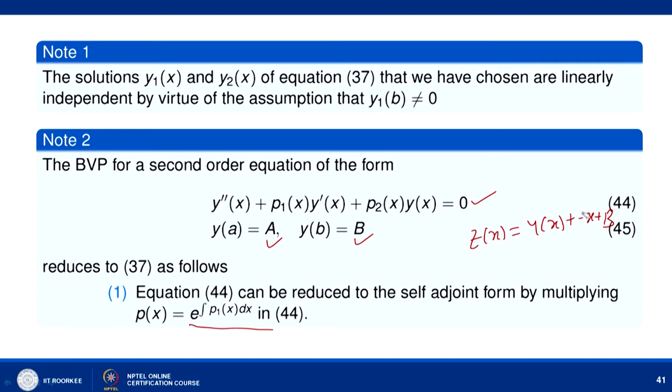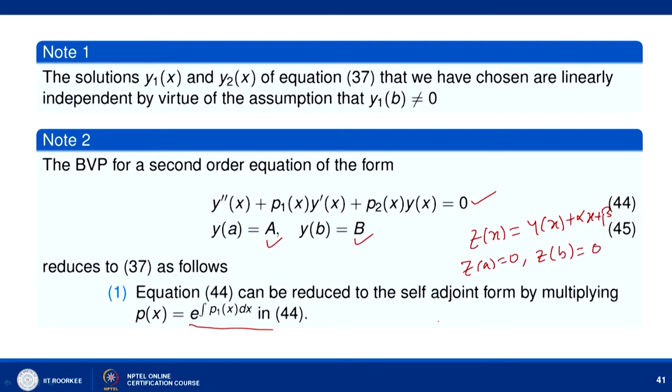So, let us assume this has, say, alpha and beta. Alpha beta I have not taken. So, here let us say alpha x plus beta. We need to find out alpha and beta such that z of a is equal to 0 and z of b is equal to 0. So, using this you can find out your alpha and beta.